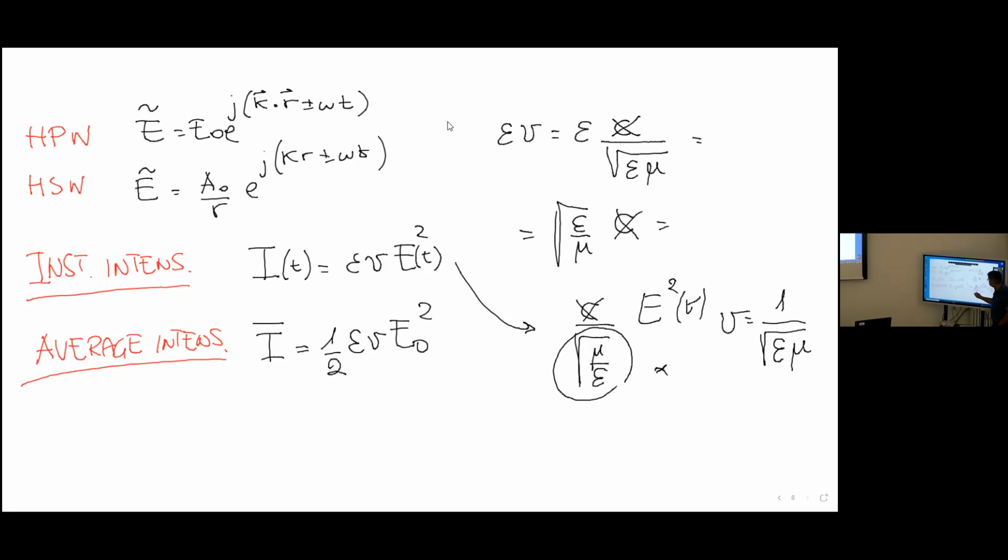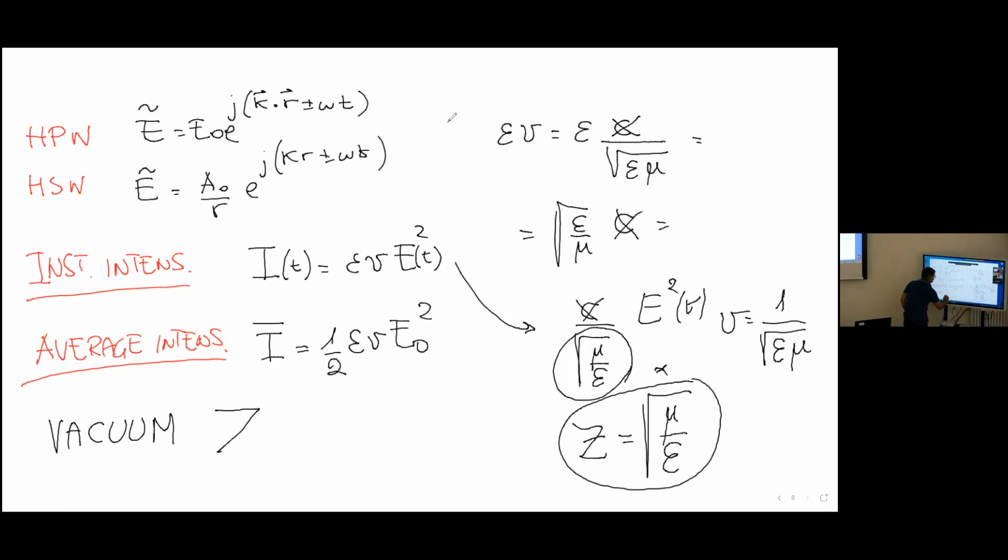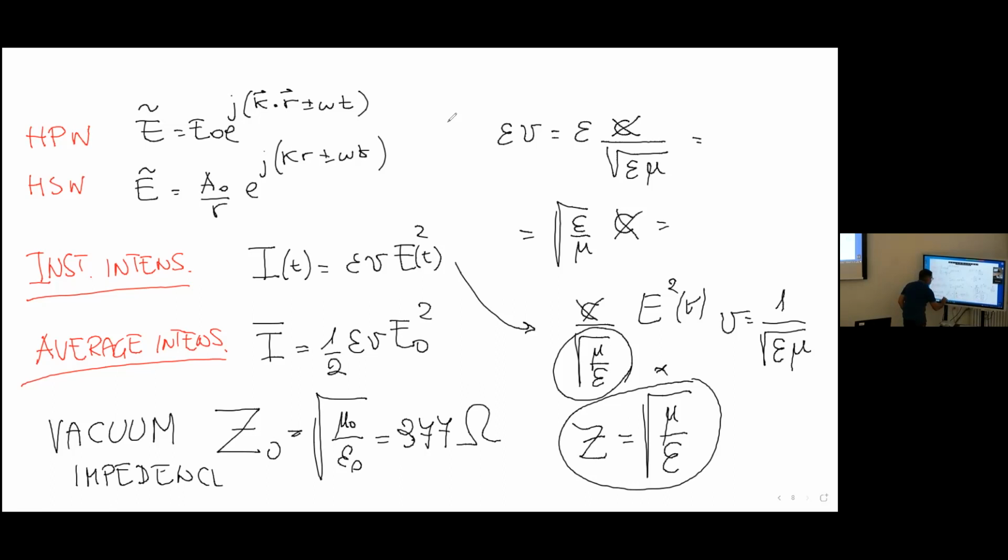And this quantity here is known by the people working in electromagnetics as capital zeta. And this capital zeta is the square root of the ratio of the magnetic permeability and the dielectric permittivity of the medium in which you are propagating. Okay? If you are in vacuum, then this quantity is named zeta naught because we refer to vacuum with naught. And this is the square root of mu naught divided by epsilon naught. And this is 377 ohm, and it is named the impedance of vacuum.